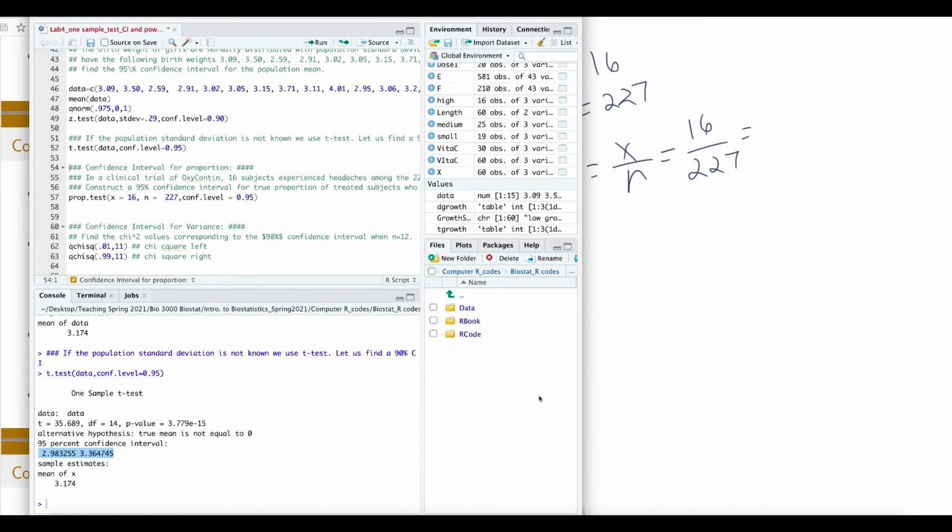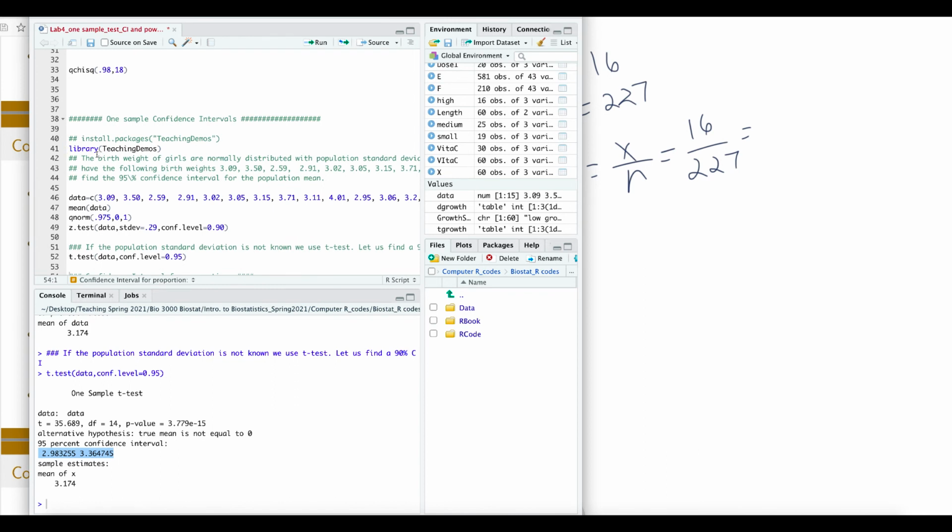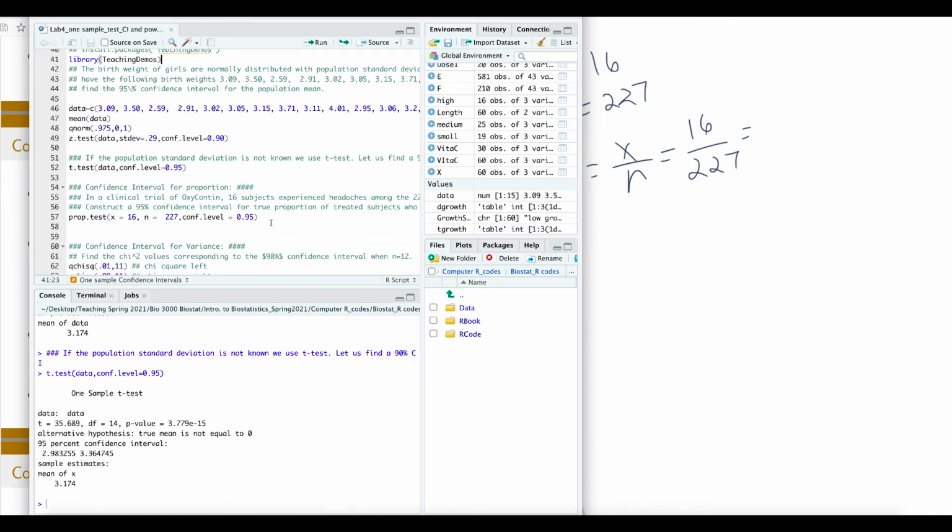Okay, now look at that. What I'm doing here is exactly the same question, in a clinical trial of OxyContin, the exact same question. I'm doing prop.test. By the way, if you don't call the library, all these will show an error. So you need to call the library every time you close this file and go back and open it again. Once you install it, you need to call the library and run that. Otherwise, it will not work.